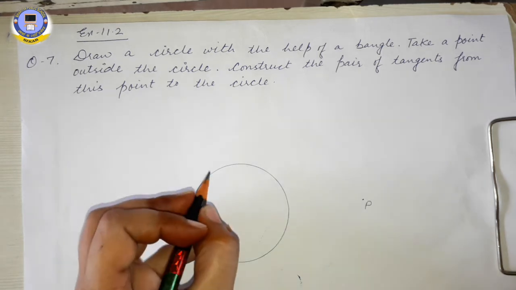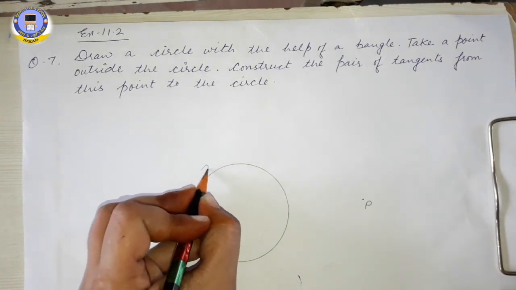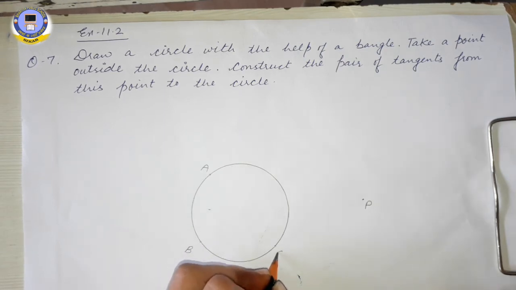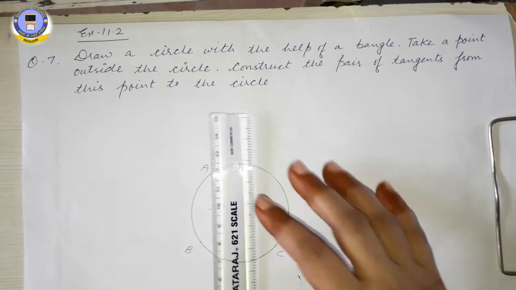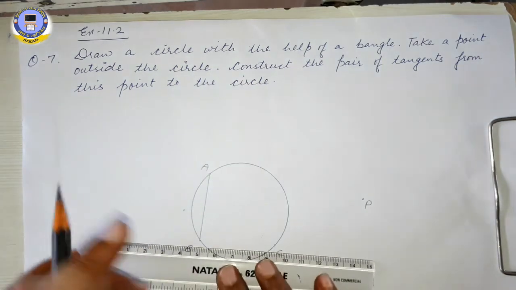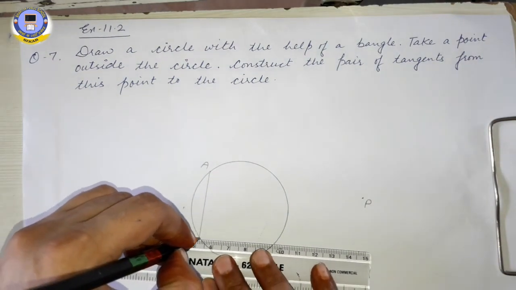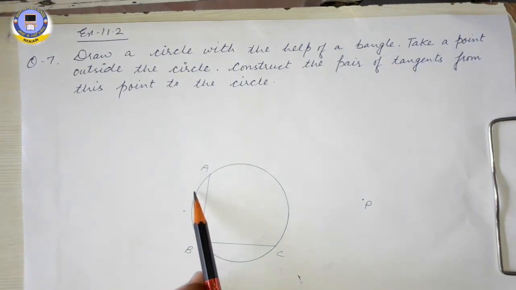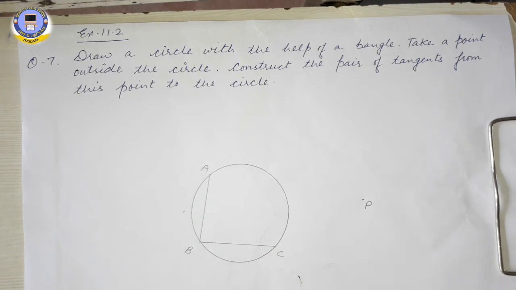So what will we do? We'll label any 3 points on the circle A, B, C, or we can draw any 2 non-parallel chords. In 10th class we will draw any non-parallel chords. So I am drawing AB and BC. These 2 chords I have drawn. Okay, both are non-parallel chords. You can draw like AC and BD. In this way also you can draw, but both the chords must be non-parallel.